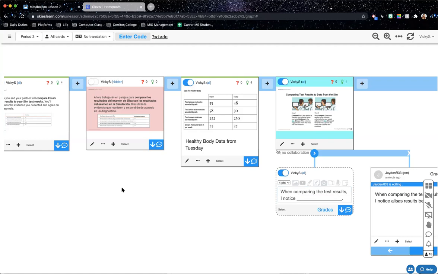Wait, miss, how does a healthy body absorb glucose? A healthy body absorbs glucose into their cells because they have insulin. So remember, insulin is a key to the cell. But how many? 55. A healthy body absorbs 55. Oh, okay, thanks.